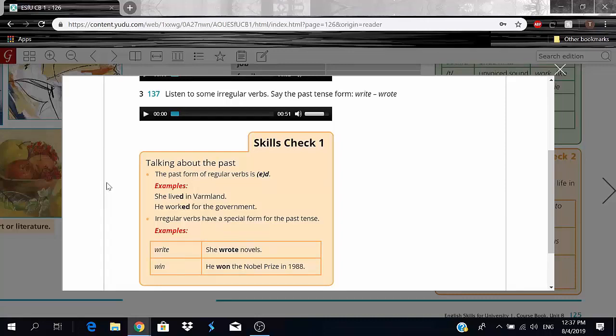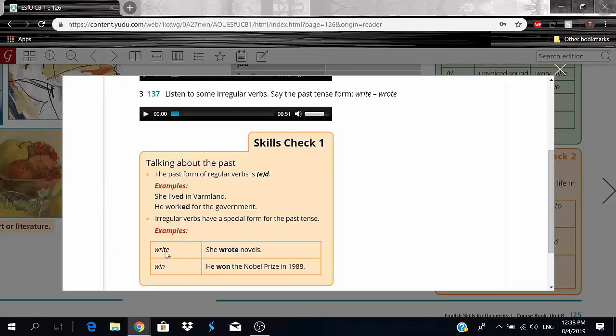For example, I could say live, lived. I just add a d, and that's it. Now it's past. Work, worked. Play, played. Stop, stopped. Simple as that. Now, with irregular verbs, it's a little bit different, and you're going to have to memorize these as you go.